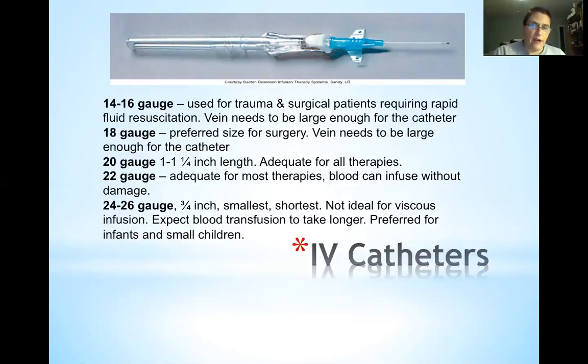You need to make sure that you've got a vein that's large enough to handle that catheter. 18 gauges are, this says it's preferred for surgery. We can also put those in on the floor. And again, you need to be aware that you need a vein large enough to accommodate the catheter.